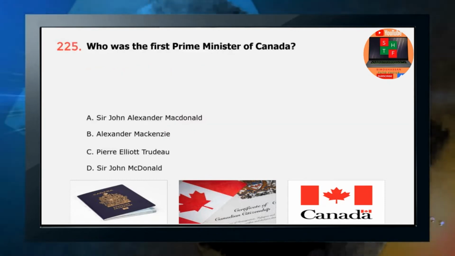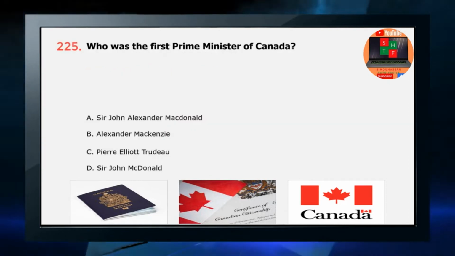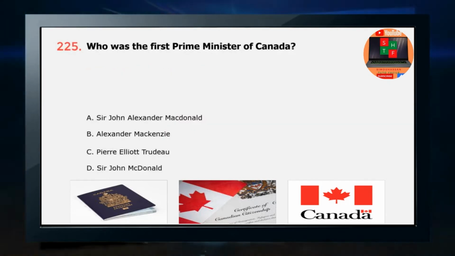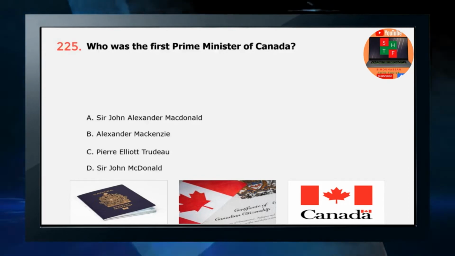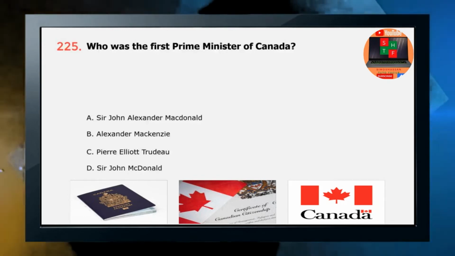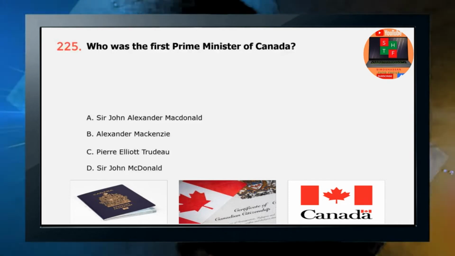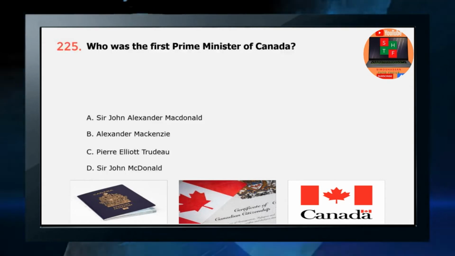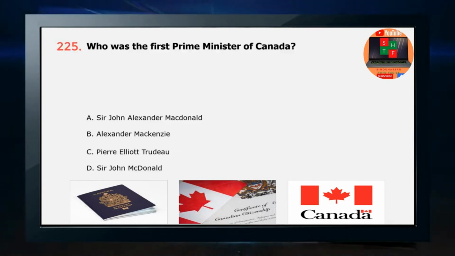Question 225. Who was the first Prime Minister of Canada? A. Sir John Alexander Macdonald. B. Alexander Mackenzie. C. Pierre Elliott Trudeau. D. Sir John Macdonald.